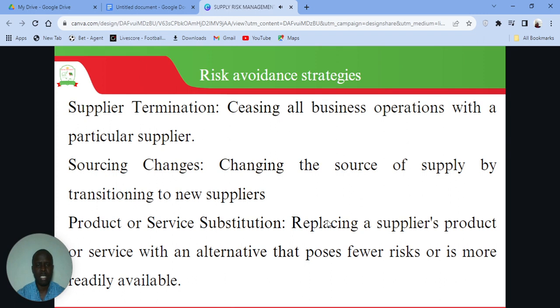And also sourcing changes. We can change the source of the supply. We can maybe transition to other suppliers, like we emphasized on the issue of geographical location. We can look for other geographical areas where we can get similar goods. And then we also have product or service substitution. That is where we replace a supplier's product or service with an alternative that poses fewer risks. So we need to look for other products that we can substitute with. That means we need to keep in mind, if supplier X fails, where am I going to get a particular item? Do we have any other source? And that enables us to be keen when we are doing it.